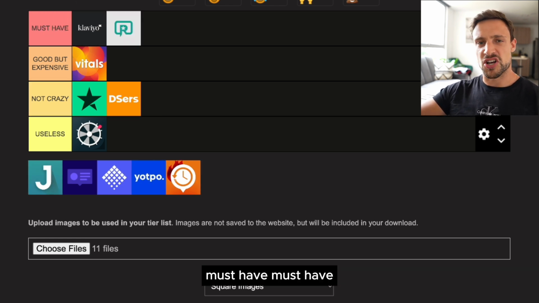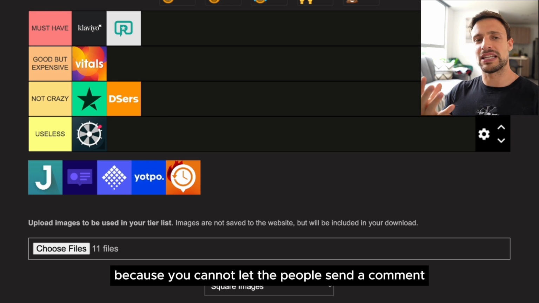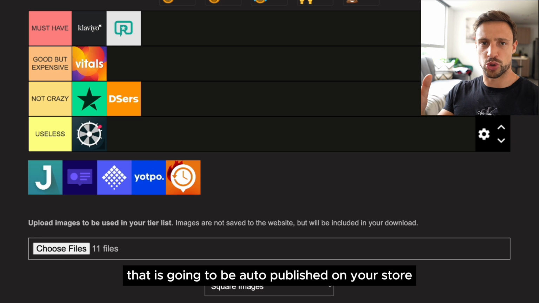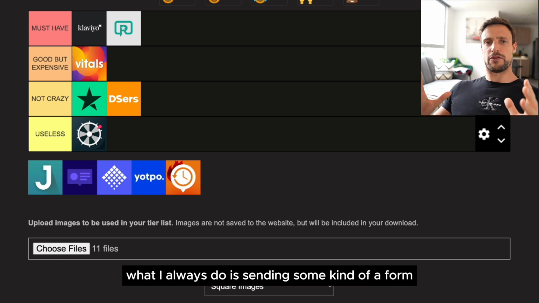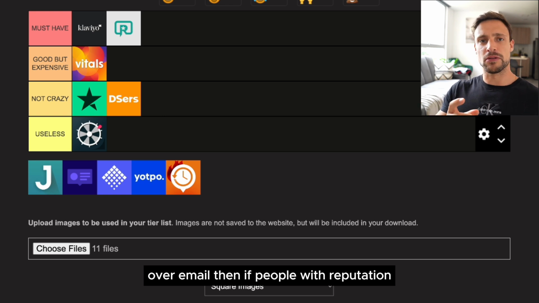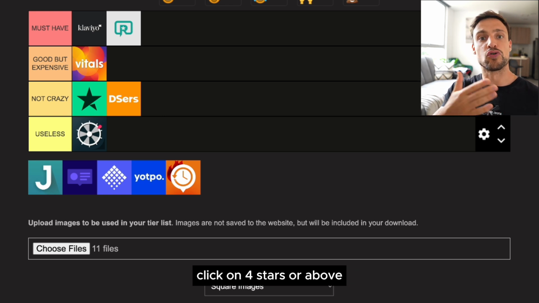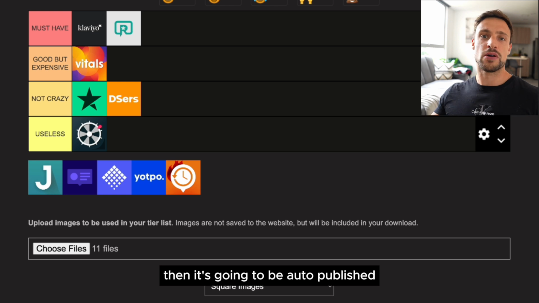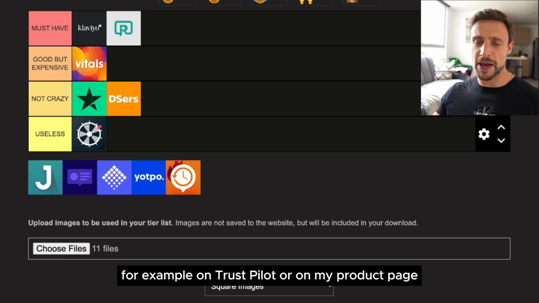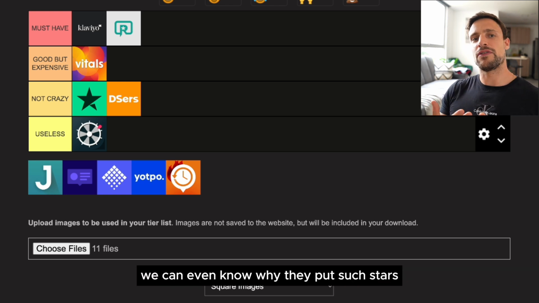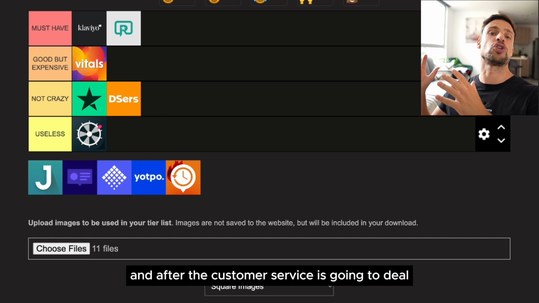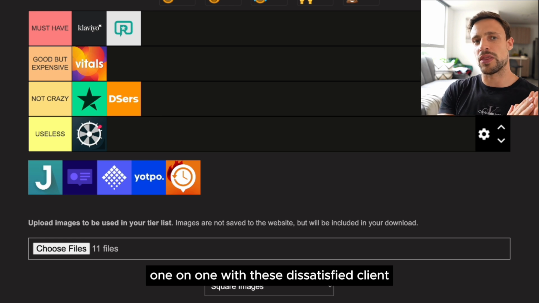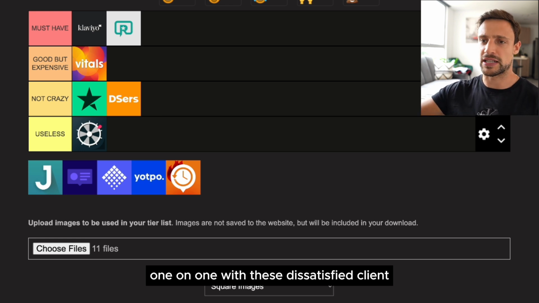Repeton, must-have, because you cannot let people send a comment that is going to be auto-published on your store. It needs to be filtered. So what I always do is send some kind of form over email. Then if people with Repeton click on 4 stars or above, it's going to be auto-published, for example, on Trustpilot or on my product page. And if it's below that, we can even know why they put such stars, what's the problem, through a form, and afterwards the customer service is going to deal one-on-one with this dissatisfied client.